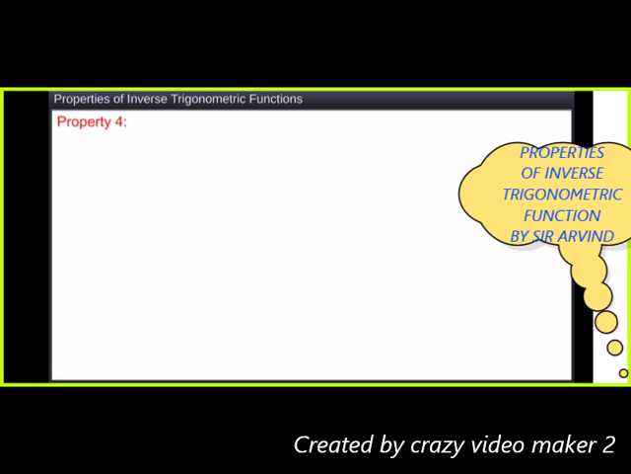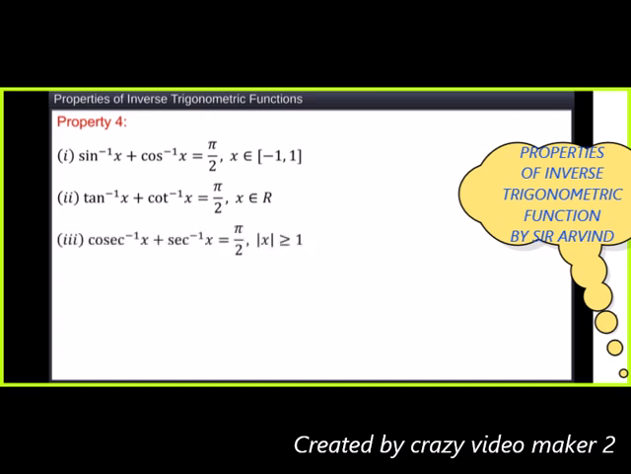Let us discuss the fourth property, which is sin inverse x plus cos inverse x is equal to pi by 2. We all know cos and sin are complementary angles. Similarly, tan inverse x plus cot inverse x is equal to pi by 2. And the third one is cosec inverse x plus sec inverse x is equal to pi by 2. All these three are pairs of complementary angles.